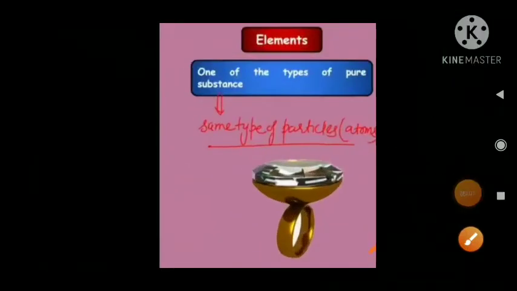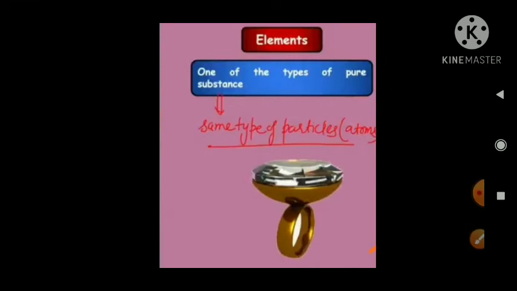So let's start with the first topic, named elements. So why are we learning elements? Because on the classification of elements, elements are classified into three types: metals, non-metals and metalloids. So the topic of elements is necessary.